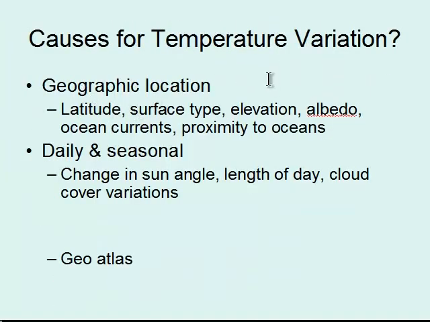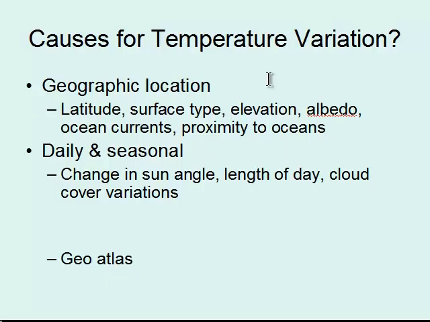So the causes for temperature variation, like we just discussed in the last few slides, the main causes are latitude, surface type, so do you have pavement, do you have grass, do you have ice, do you have water, elevation, so higher elevation, cooler temperatures, and albedo, which relates back to surface type, how much of that energy is going to be reflected away from the surface.